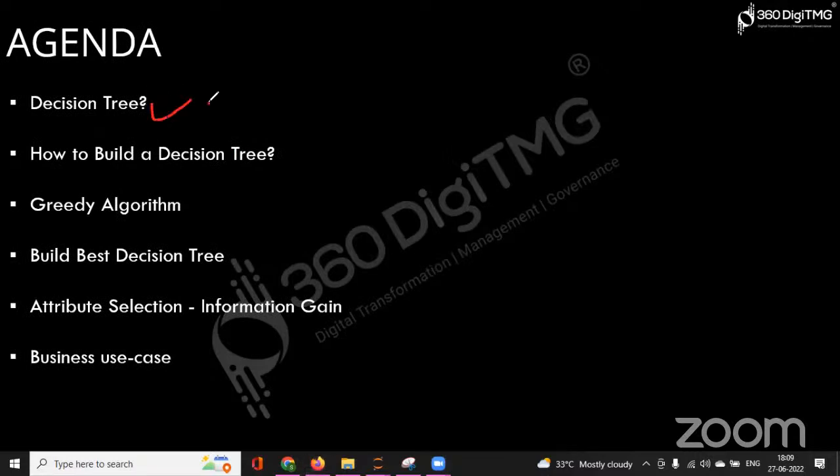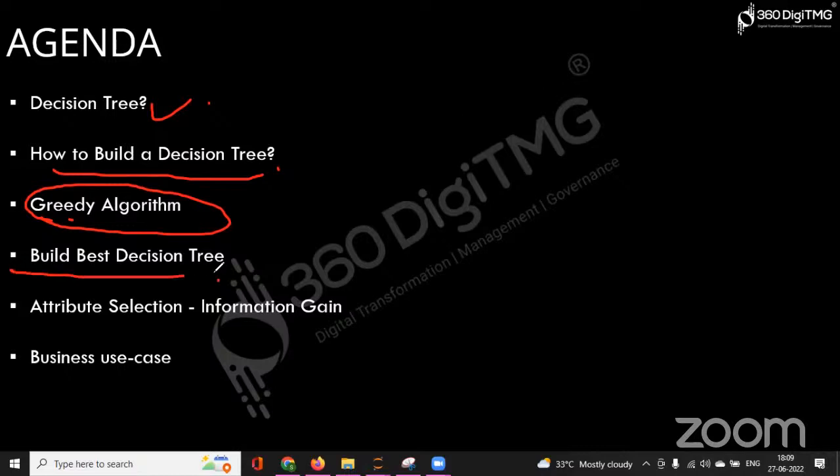So what exactly is a decision tree that you have discussed? How to build a decision tree? We'll see. But what is the greedy algorithm? How are we going to select which feature is best? From where we have to start splitting and all those things we'll see. And we'll try to build a best decision tree.